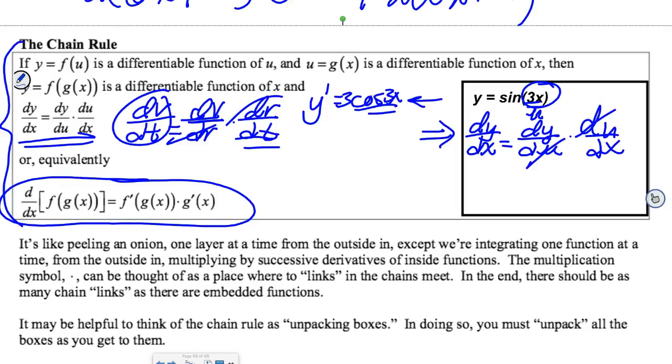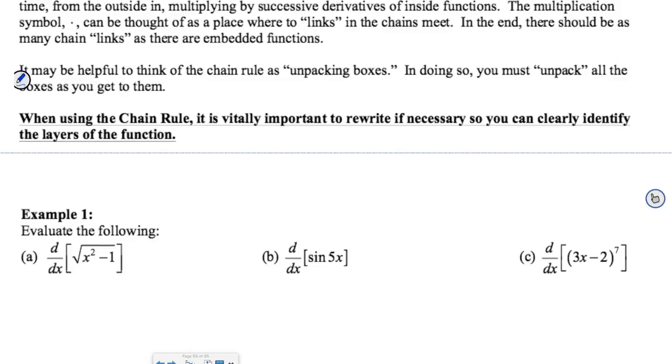We're going to find the outermost function. We're going to take its derivative and leave the guts intact. Think of g as being the guts. What's g? The guts. And then you're going to do the derivative of the guts, and you'll be very successful. That's my goal today. So let's go on here.